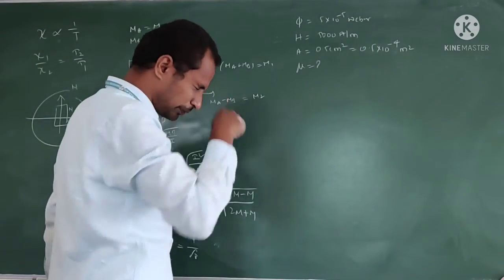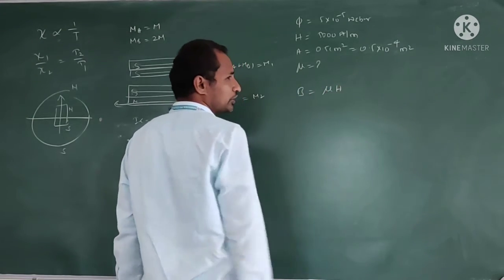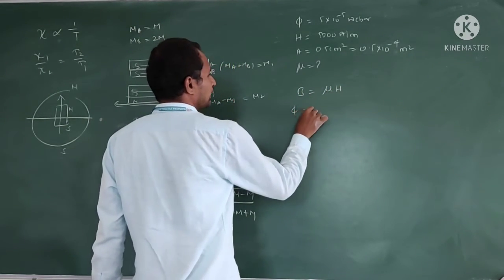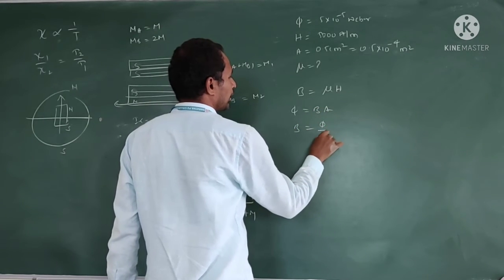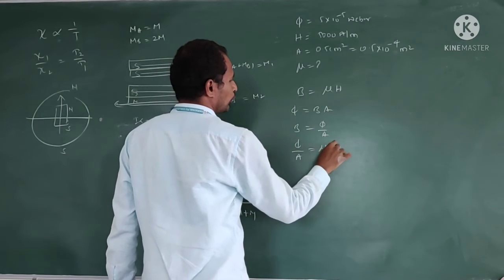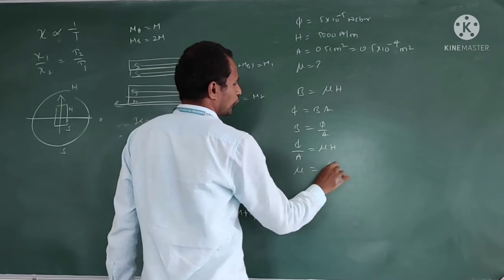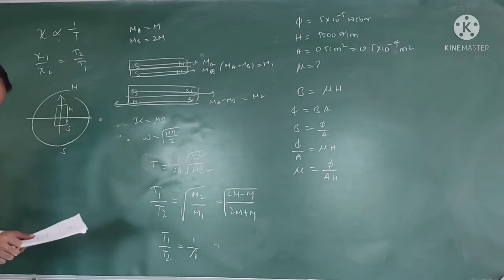Clear? We have a relation: B is equal to mu H. We have another relation: phi is equal to BA, so B is equal to phi by A. This B value, substitute here. Phi by A is equal to mu H. Mu is equal to phi by H. Substitute and you will get the answer.